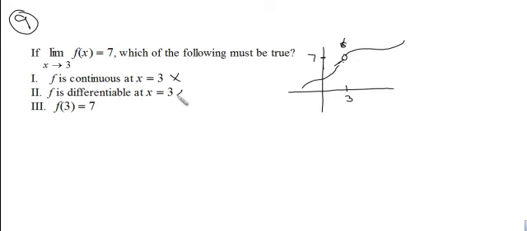F is differentiable. No, for the same reason. In order for it to be differentiable, it has to be continuous. F of 3 equals 7. Nope, because I just drew a graph where the point does not exist when x equals 3. So none of these are necessarily true.